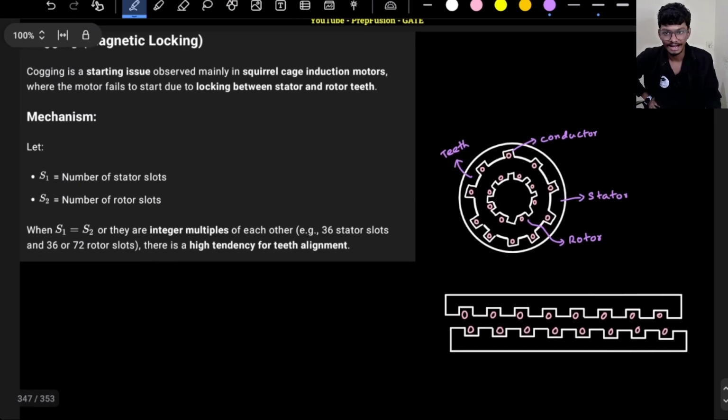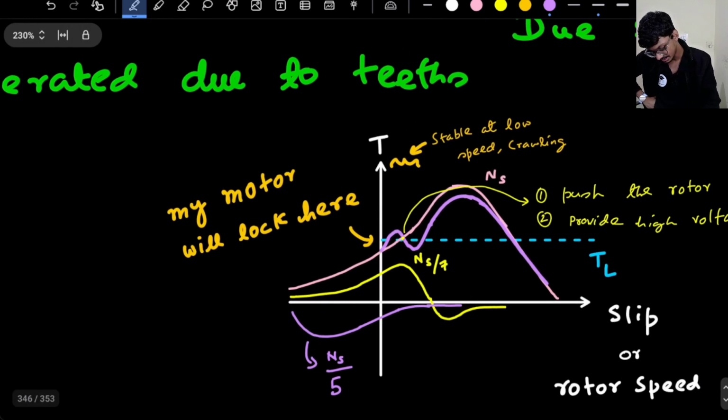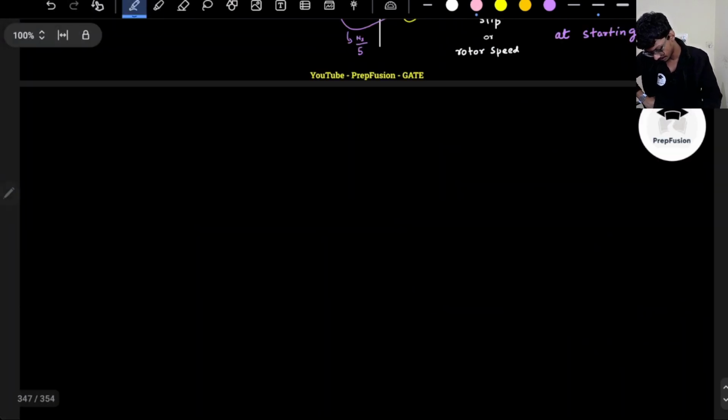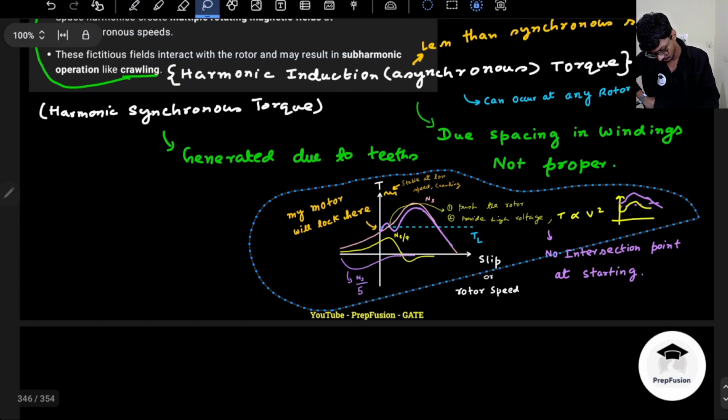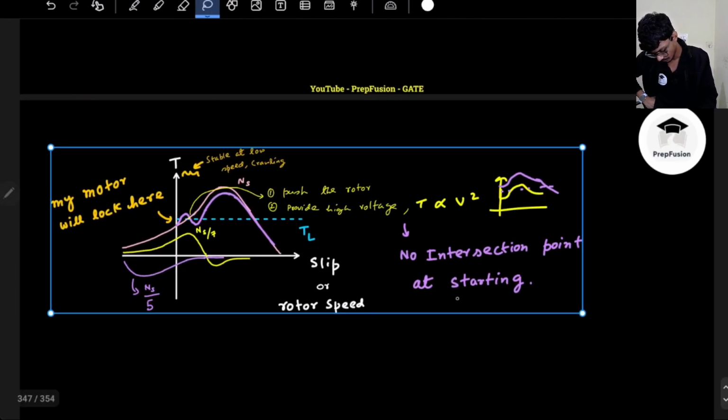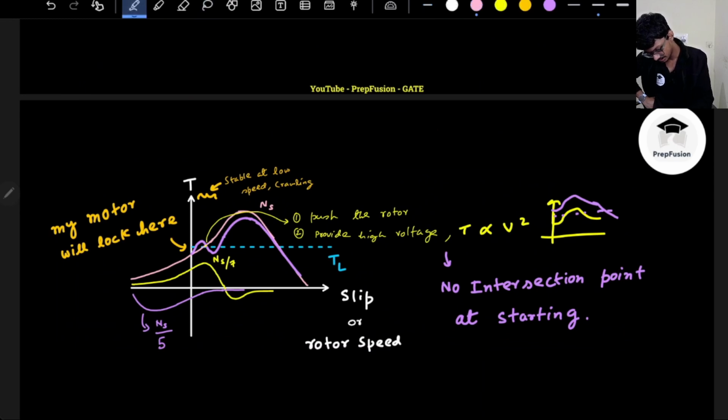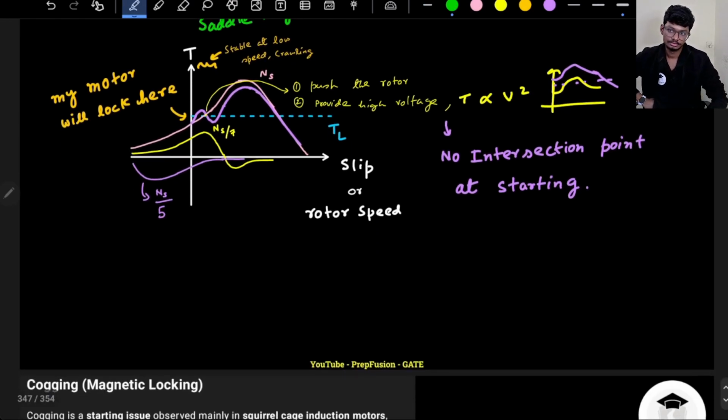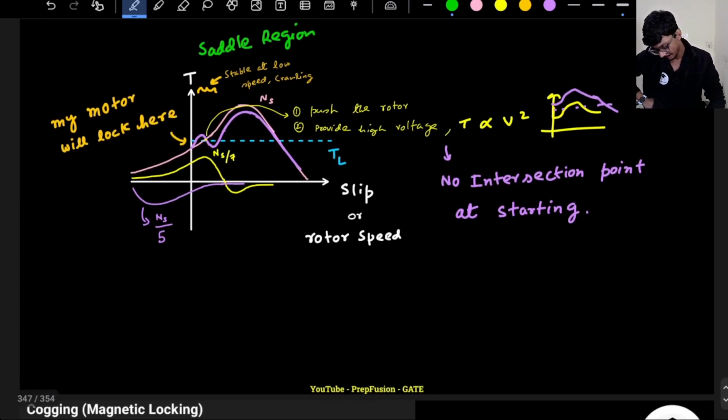Cogging is known as magnetic locking. So basically what happens, I will just give you the theory, because that is only important, other things are not important. Okay, so this region is called the saddle region. I might take this picture to the other page, that will be helpful actually. This region is known as the saddle region. Okay, so this is what happens in this region.